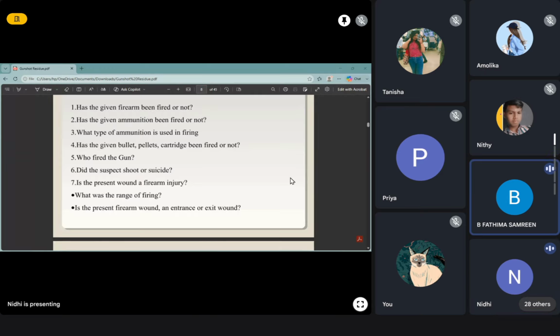Ma'am, your voice is breaking. Ma'am, if it is homicide, the person might have been fired at in any part of the body, but if it is suicide, it might be in the skull, or near the brain, or in the center point. You are talking in the context of suicide, right?